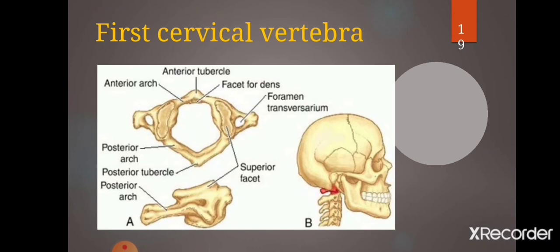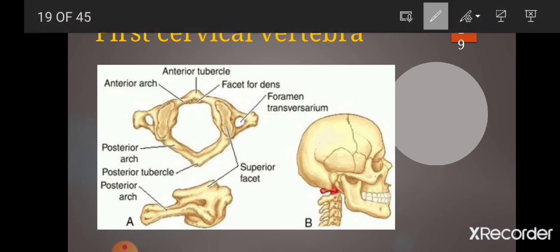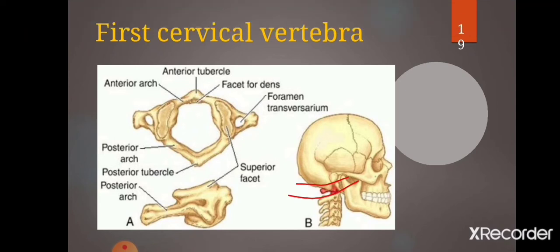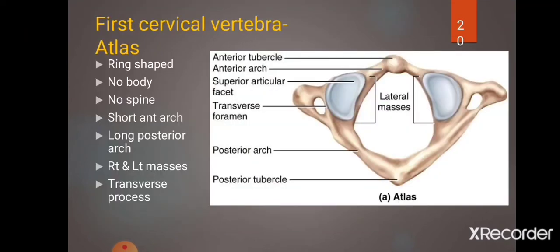Next we come to the atypical cervical vertebrae. The atypical cervical vertebrae are the first cervical, second cervical, and 7th cervical vertebrae. First we come to the first cervical vertebra. It is known as atlas. See the location of the atlas vertebra. It is just beneath the skull. This red color is the atlas vertebra, the first cervical vertebra.